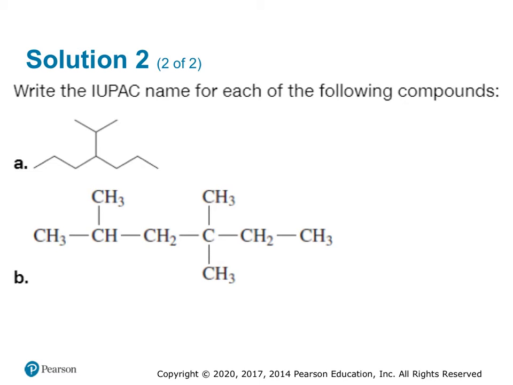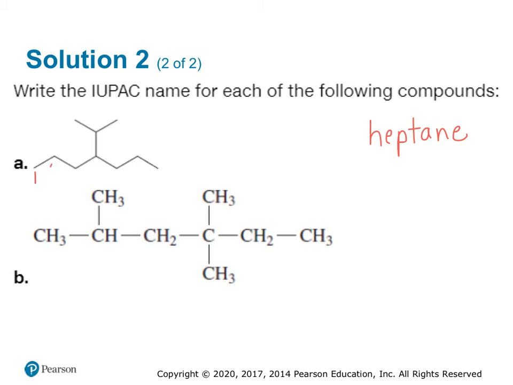So let's see if we can write the name for these 2 compounds. So first of all, for letter A, let's see if we can find the longest chain of carbons. So I start here, 1, 2, 3, 4, 5, 6, 7. That's heptane. Or I can start up here and I can go 1, 2, 3, 4, 5, 6. That's only 6. So I always want to go with the longest chain. So that is heptane. So I'm going to write heptane as the parent number.